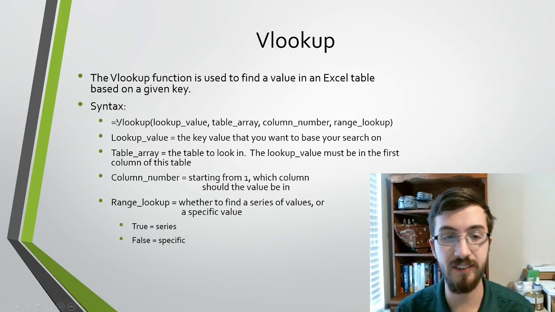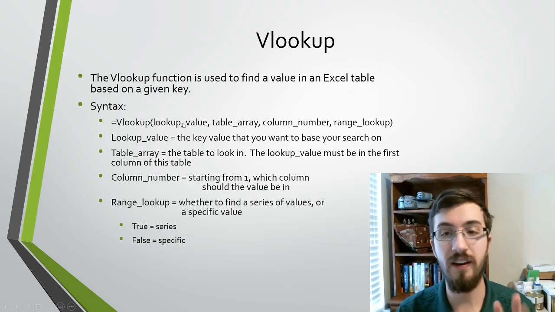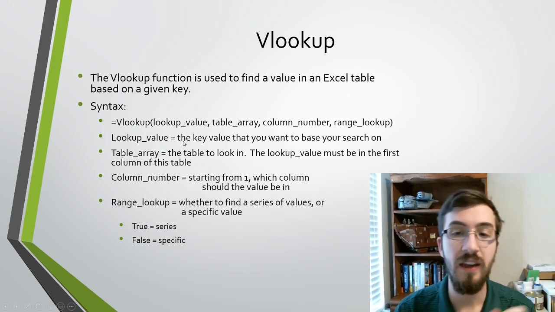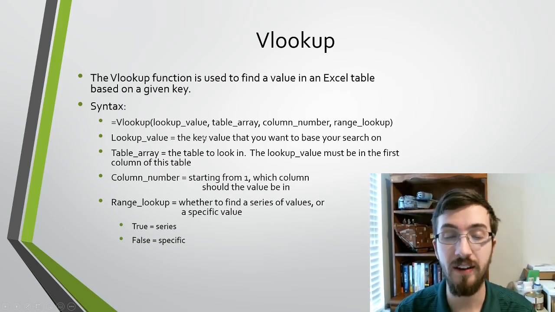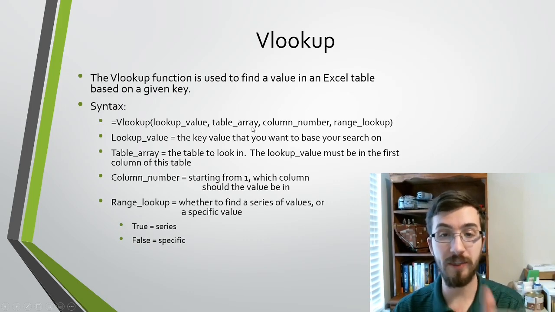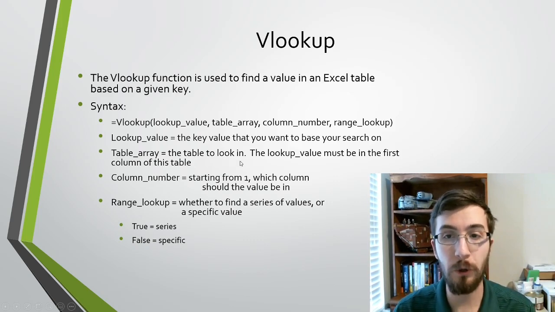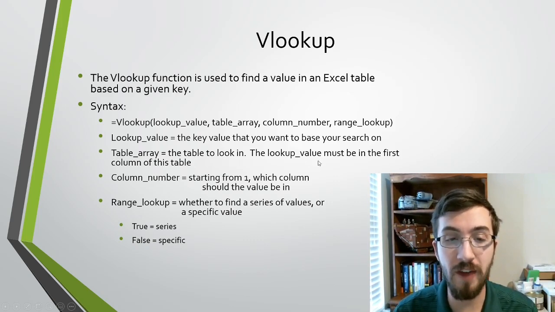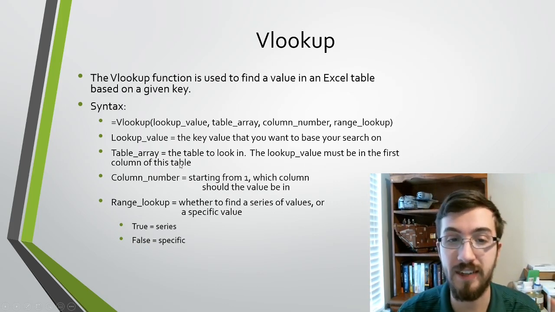So the syntax is equals VLOOKUP, open parentheses, and then it has four arguments. The first one is the lookup value. This is the key that you want to base your search on. So this is something in the table that you're working in that you want to go find. Then the second argument, table array, is the table to go look in. The lookup value, you have to be able to find in the first column of that table.